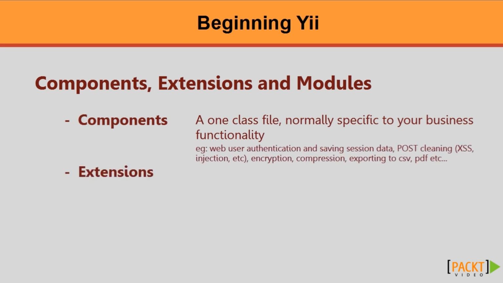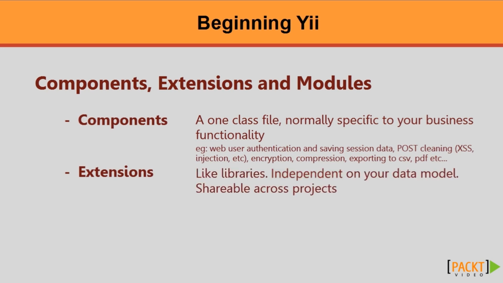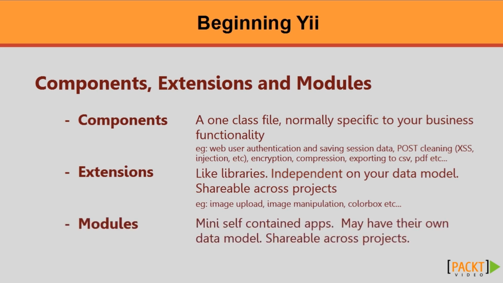Next in the line come extensions, and extensions are like libraries, and will be independent of your data model and can theoretically be used across projects. Modules are a form of extension, but could be more like mini self-contained apps, and so they may have their own data model, separate from or on the side of your application. Modules will therefore also be usable across different projects.